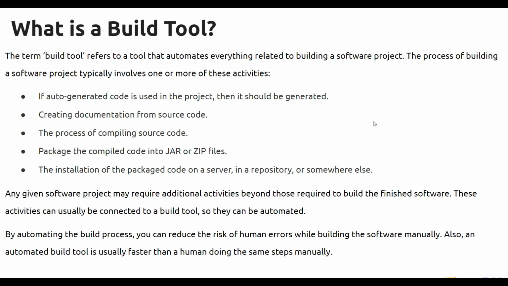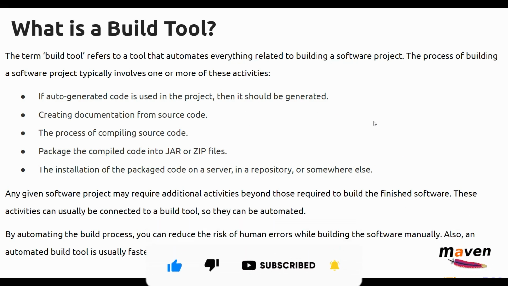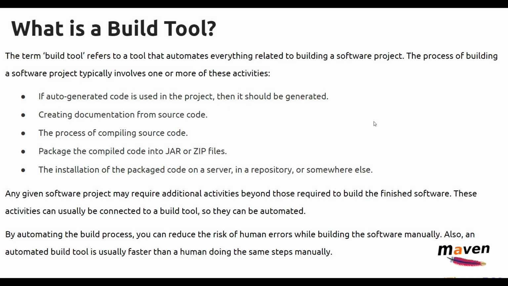Now, when you're working with a build tool, you have to follow all these requirements, or you can say you have to configure them in your project and then use them. By automating the build process, you can reduce the risk of human errors while building software manually. This also makes the steps faster and better than the manual process. So, the build tool is important for project execution.